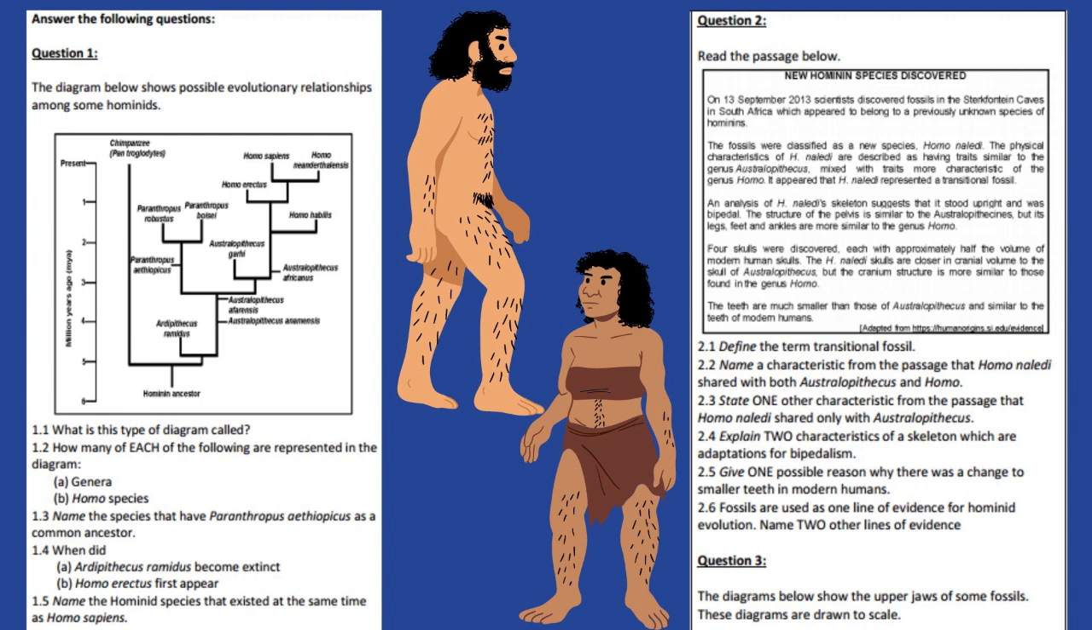2.6 Fossils are used as one line of evidence for hominid evolution. Name two other lines of evidence. Question 3. The diagrams below show the upper jaws of some fossils. These diagrams are drawn to scale.